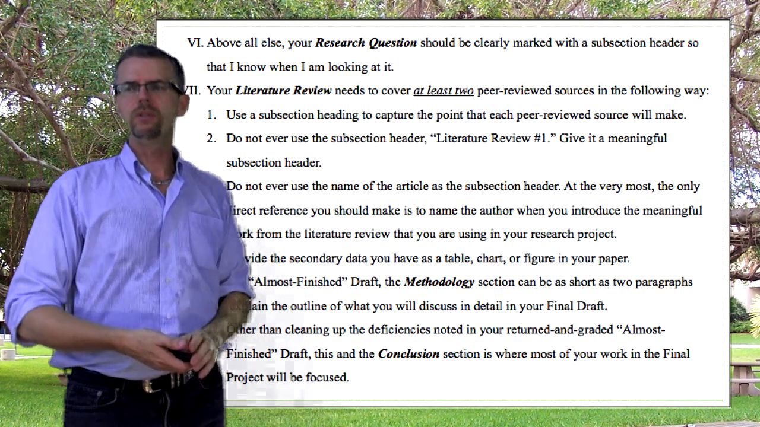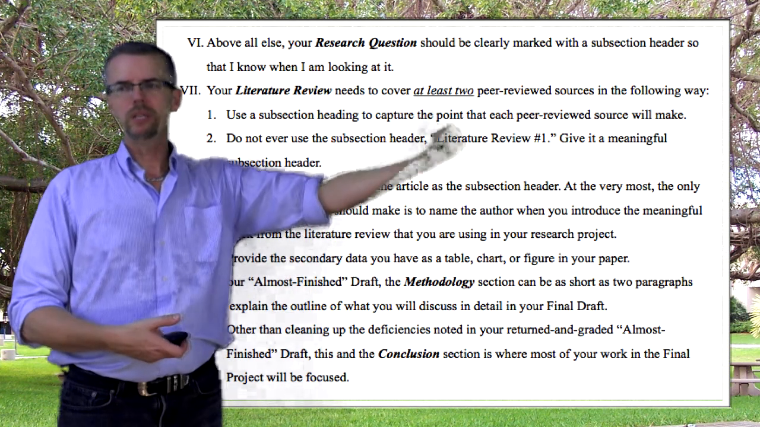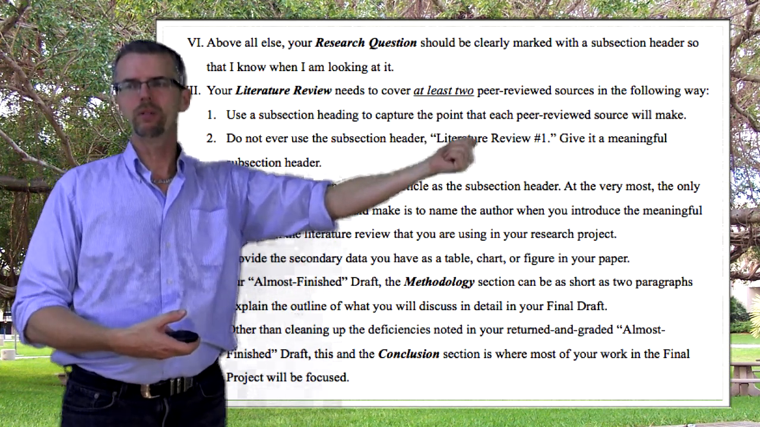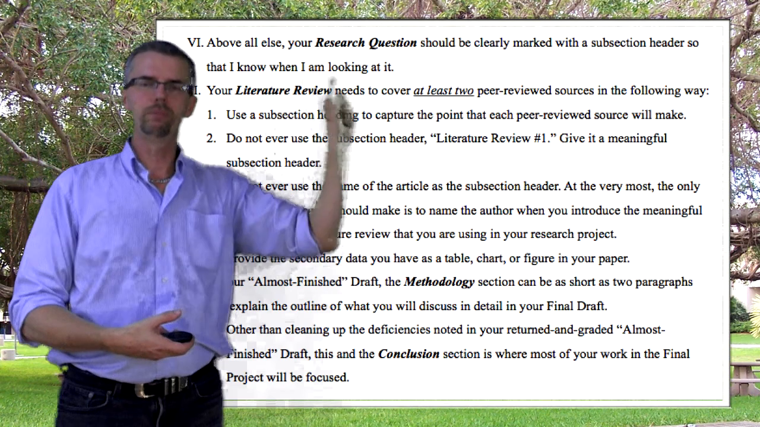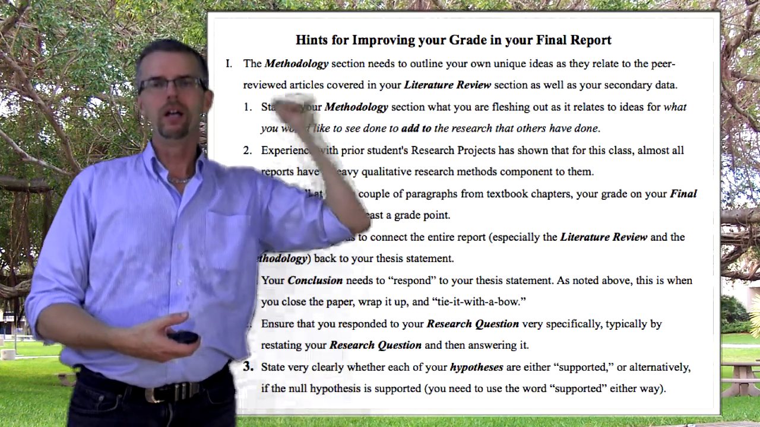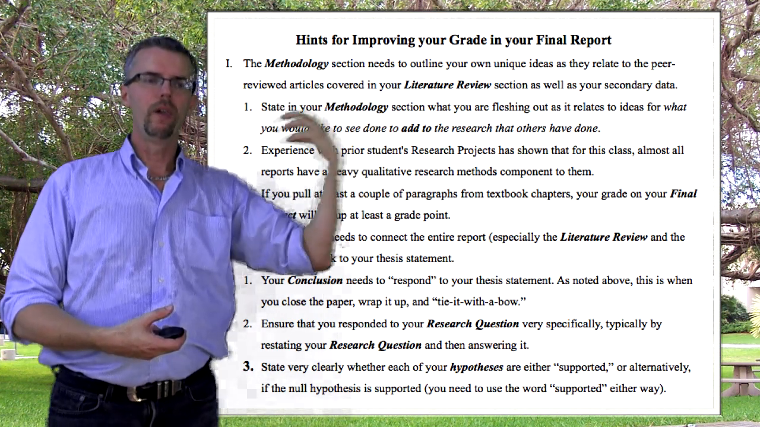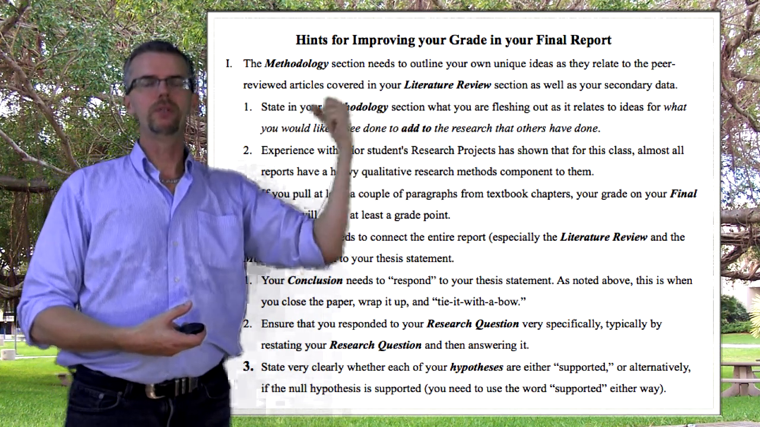Your literature review needs to cover at least 2 peer-reviewed sources in the following way. Use a subsection heading to capture the point that each peer-reviewed source will make. Don't put the peer-reviewed article title in as a subsection heading. Tell me what the substance of the peer-reviewed journal is that you're going after, and use that as a subsection heading.